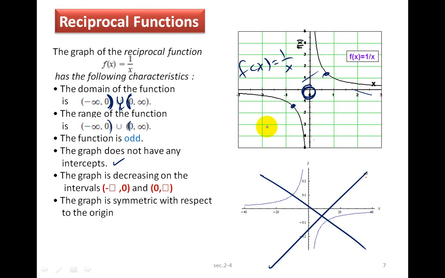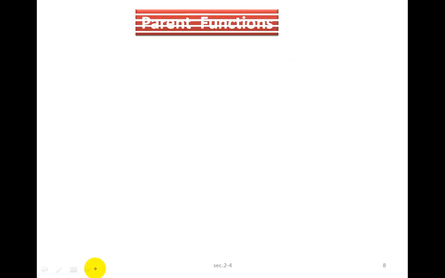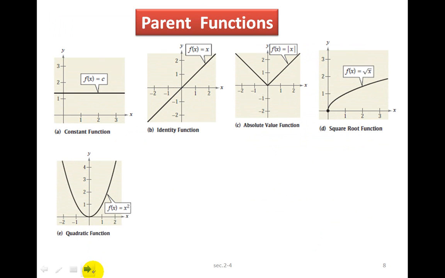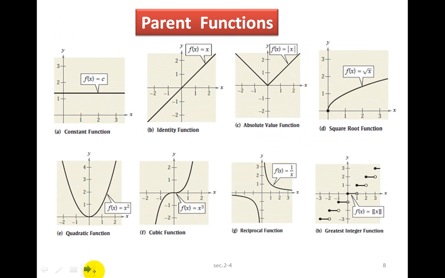The graph is decreasing. Here it's decreasing, and also here it's going down. So it's decreasing in the same interval from negative infinity to 0, and again decreasing from 0 to positive infinity, and it's again symmetric with respect to the origin. So this will be the general drawing or curve for reciprocal functions. Okay, these are the parent functions, some of the important functions that you have to know.